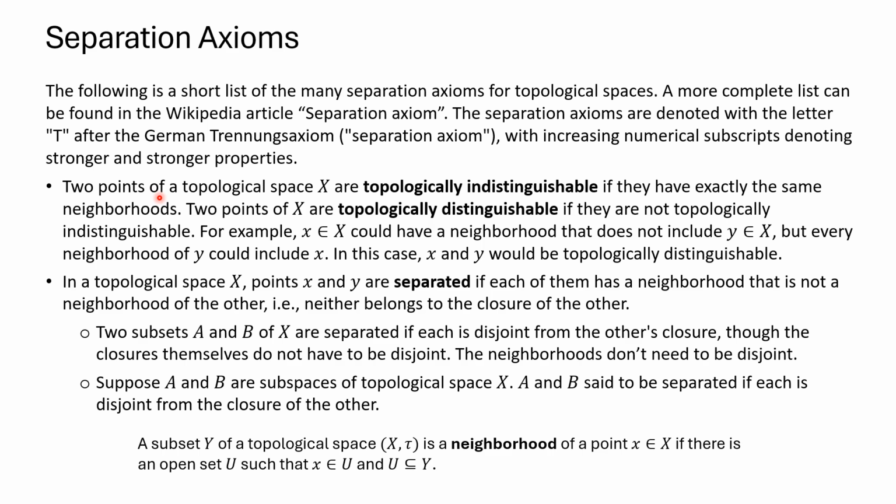So the first definition: two points of a topological space are considered topologically indistinguishable if they have exactly the same neighborhoods. And two points are topologically distinguishable if they are not topologically indistinguishable. So I have an example here. X could have a neighborhood that does not include Y, but every neighborhood of Y could include X. In this case, X and Y would be topologically distinguishable. Okay, so that's one preliminary definition.